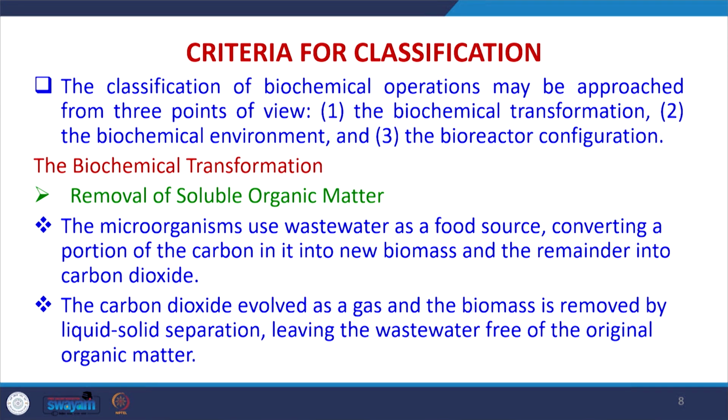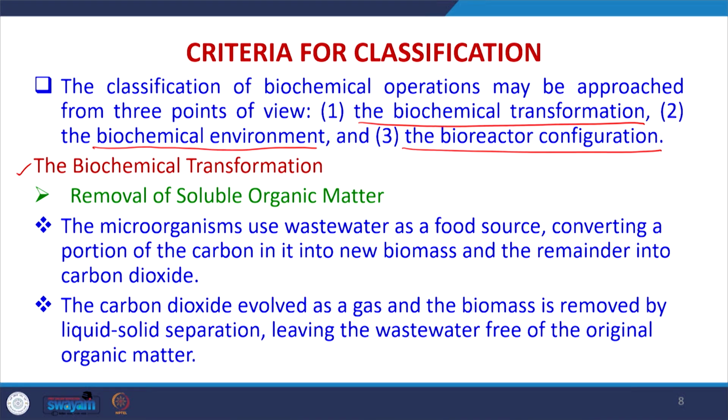are performing. Now, the biochemical operations can be classified into different processes, and the classification depends upon different points of view. These points of view are the biochemical transformation process which is occurring, the biochemical environment where it is taking place, and the bioreactor configuration. So, these factors tell us how we can classify the biochemical operations.